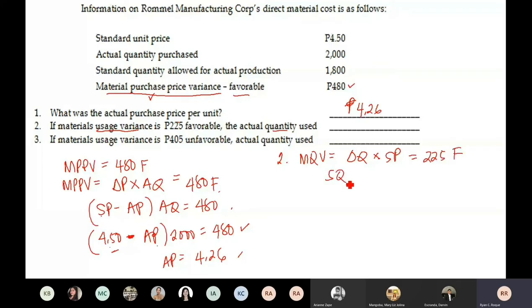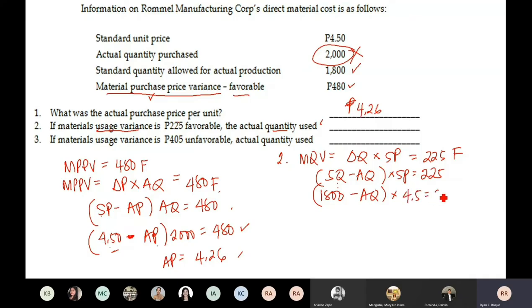Kaya SQ minus AQ. Mas mataas ang standard quantity sa actual quantity, times the standard price is 225. At this point, i-substitute na ang meron tayo. Standard quantity, meron tayong 1,800, minus actual quantity. Ano ba to? Issue the purchase. Hindi na po yung purchase. Okay, use na po yung tinatanong. So, AQ. Okay? Multiply natin ang standard price na 4.5 and that is equal to 225. Dapat ang sagot mo is less than 1.8.